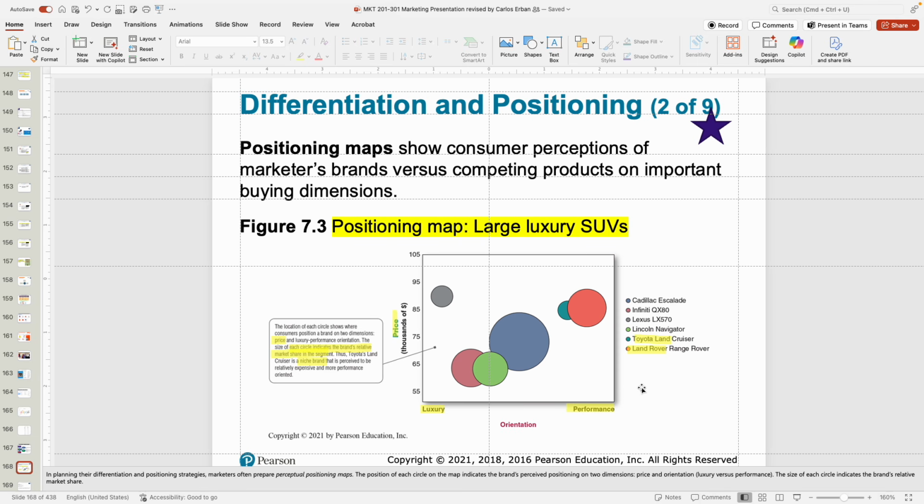Now, an easy way to see if you have basically the same positioning or overlap with your competitors is you can do some research in terms of how you're being perceived in terms of price and different dimensions, which you guys are doing for your projects. And if you're on top of each other, that means you're not different. And you're going to end up competing on price.